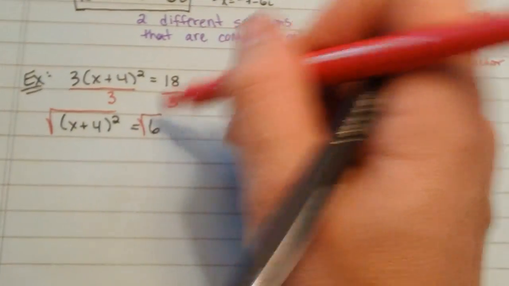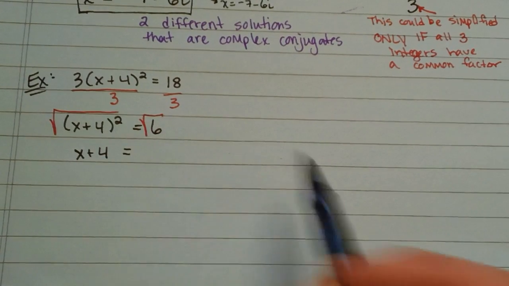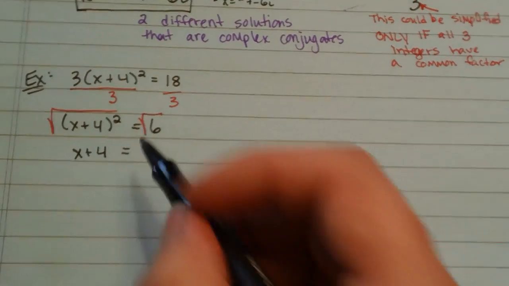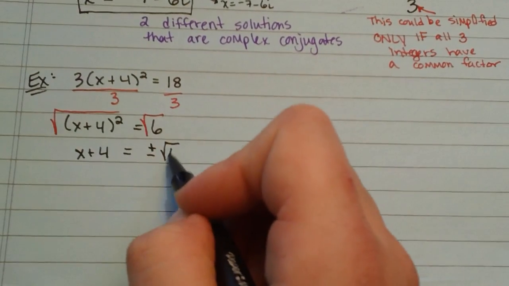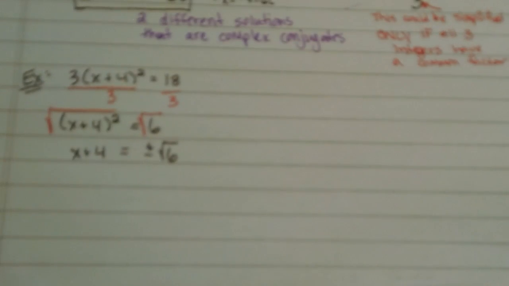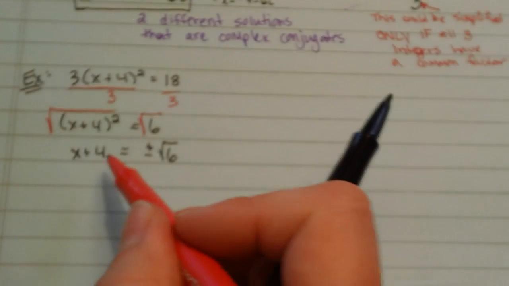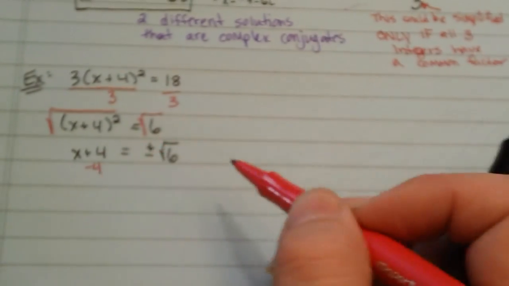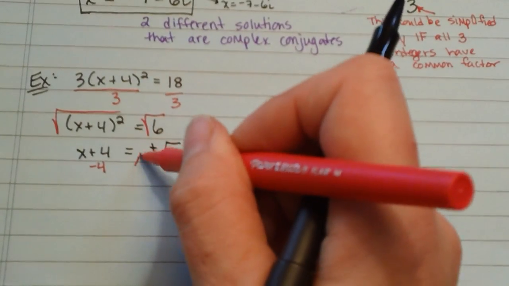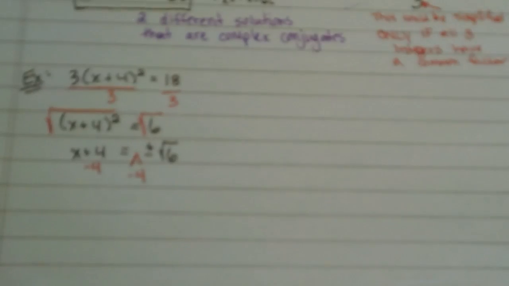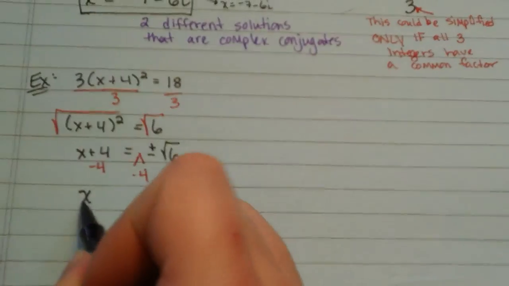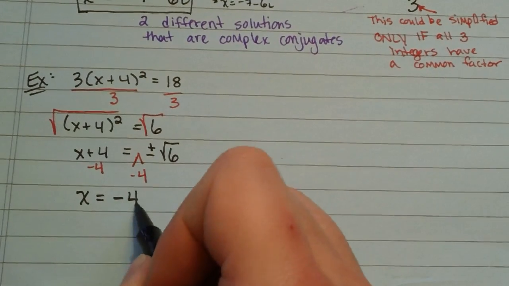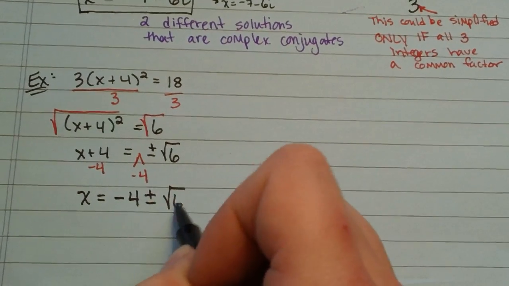And now the squared thing is isolated, so I can take the square root of both sides. That gives me x plus 4 on the left equals, 6 can only break into 2 times 3. Neither of those is a perfect square, so it's just going to be left as plus or minus the square root of 6. And in order to isolate that x, I still need to subtract 4 from both sides. Remember that subtracting 4 goes in front of the plus or minus symbol, so that this solution will be written x equals negative 4 plus or minus the square root of 6.